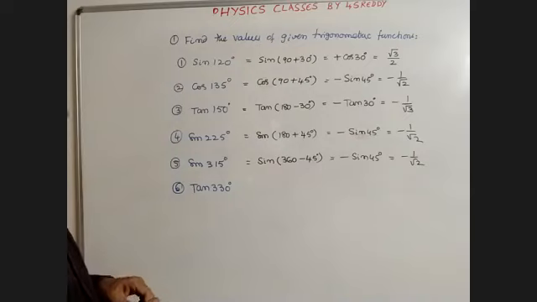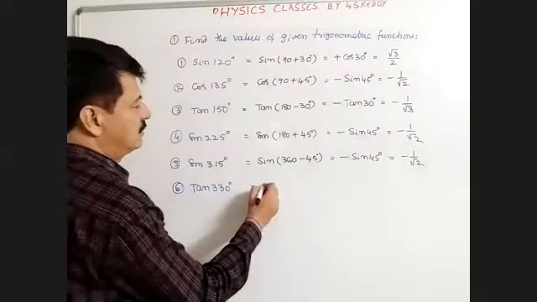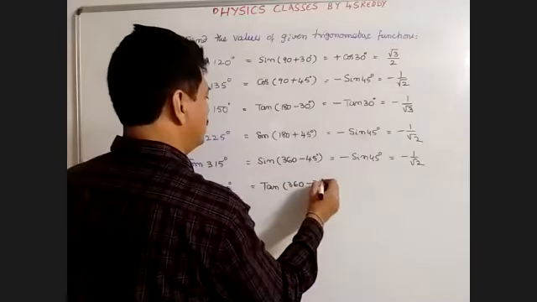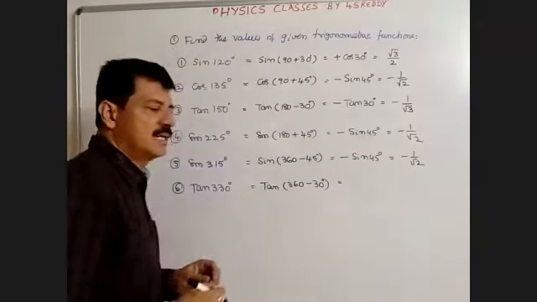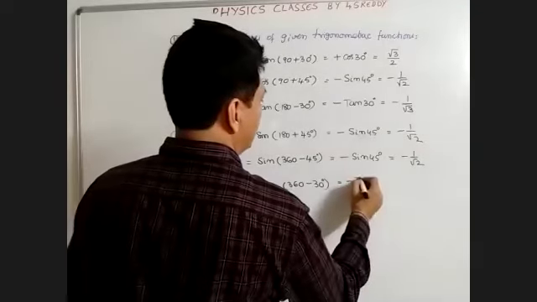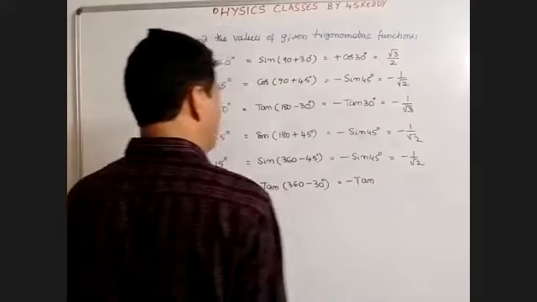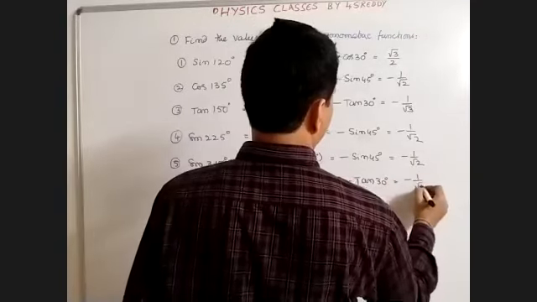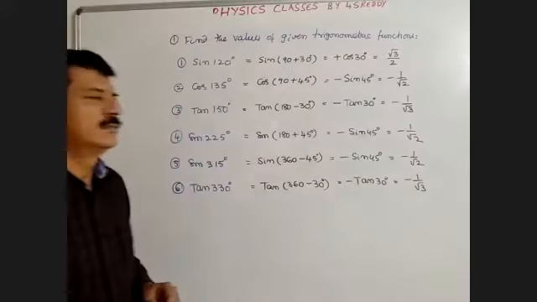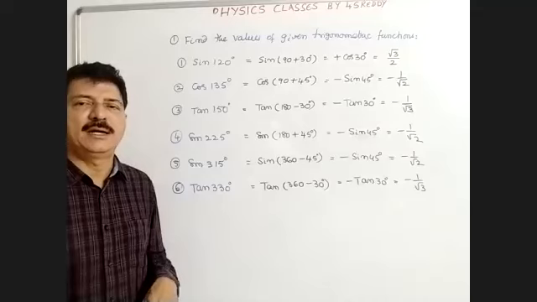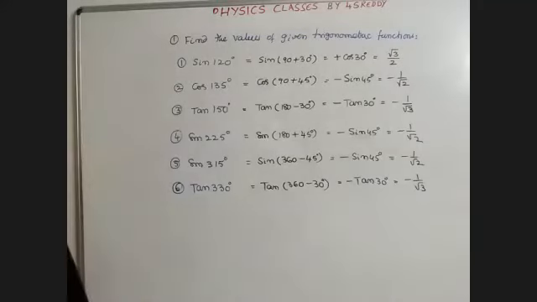Am I right? Tan, this is tan of 360 minus 30. 360 minus 30 means again it lies in the fourth quadrant. In fourth quadrant, tan is negative. Tan 30, minus 1 by √3. Are you able to follow? Still any doubt? Raise your hands.